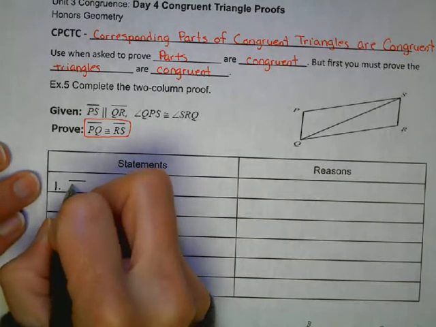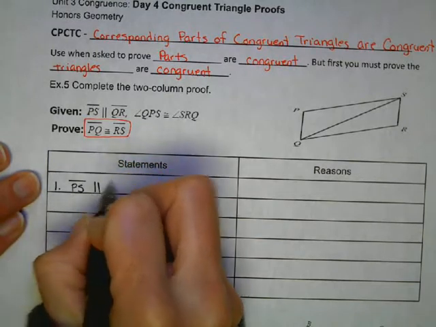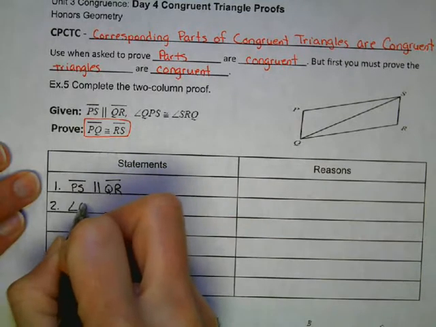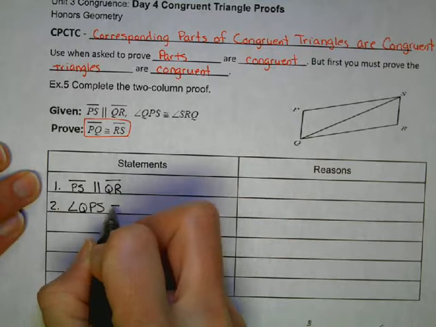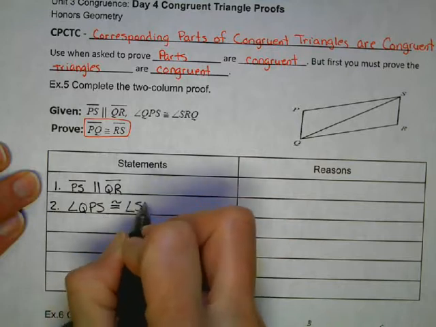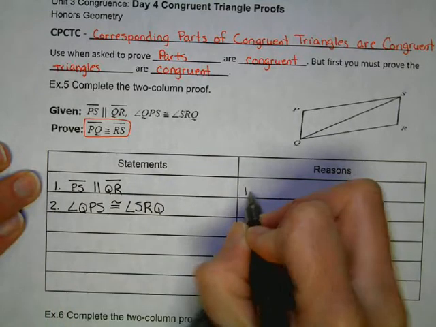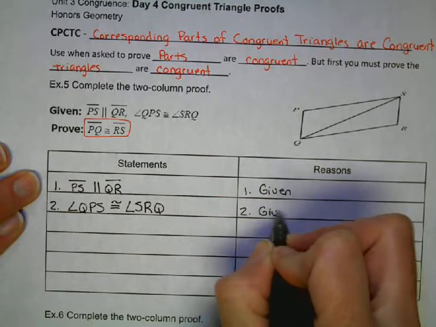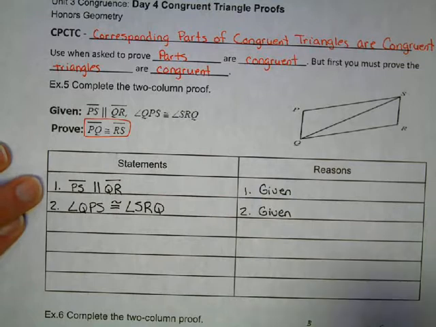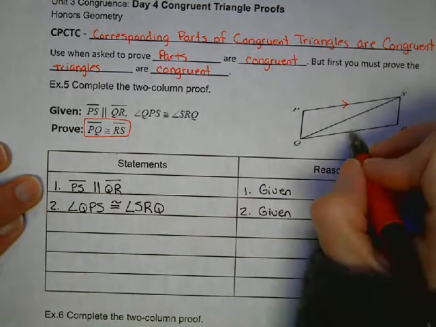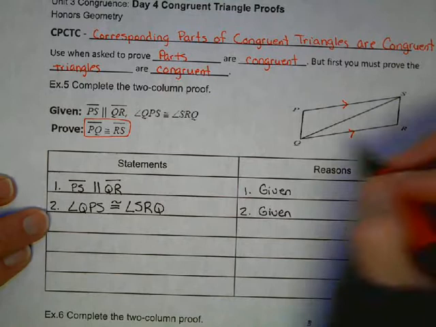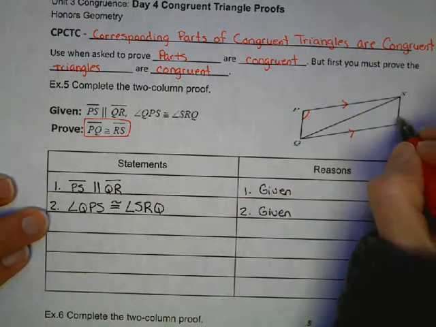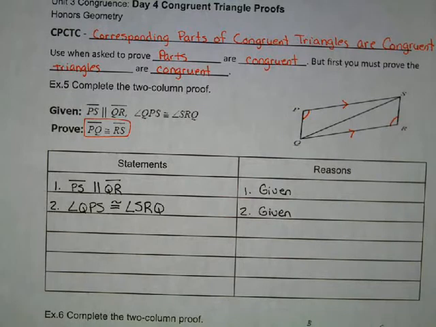So we'll start off with our given. PS is parallel to QR, and angle QPS is congruent to angle SRQ. I'm going to mark those things in the picture. PS is parallel to QR, and angle QPS, this angle up here, is congruent to SRQ. Alright, so it didn't really give us a lot to prove the triangles are congruent.